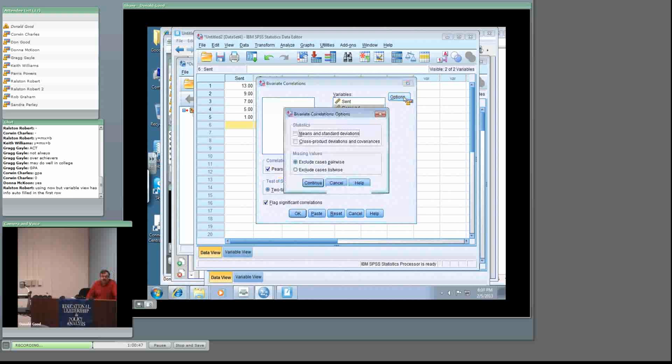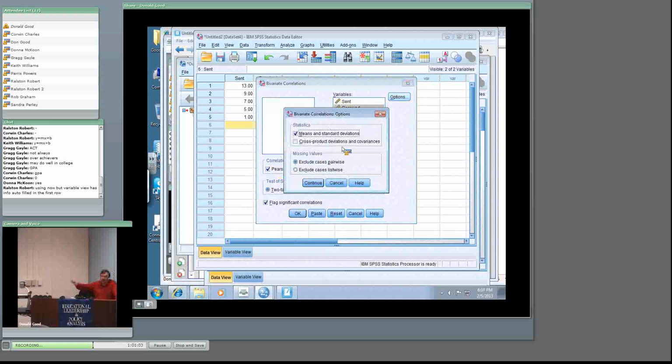for the first line, I want the means and standard deviation. I want to know what the average number of letters sent was. I want to know what the average number of cards received was. I want means and standard deviations. I'm not going to worry about cross-product deviations or covariances.